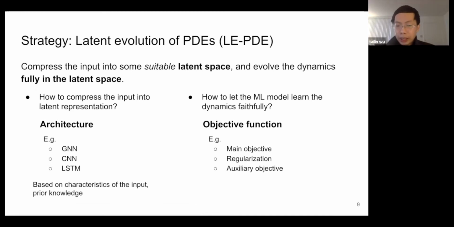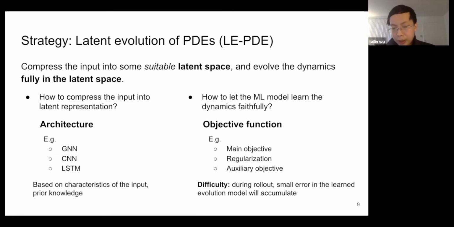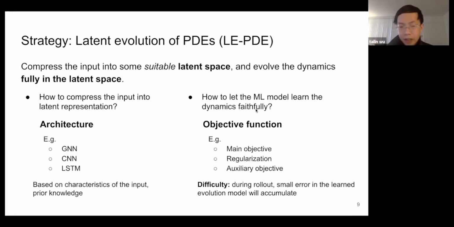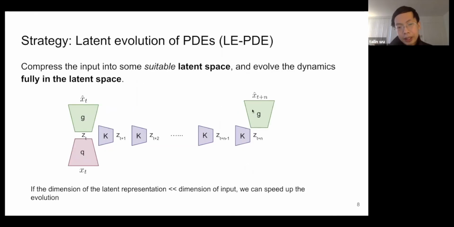And for the objective function, this will be the main part of my talk. The design of the objective function will need to encourage the model to learn faithfully. And the main difficulty is the following. As we saw before, in the end, we will need to evolve the system in latent space by applying the K multiple times, like hundreds or thousands of times. So any error, although very small, will accumulate, and possibly this accumulation is exponential.